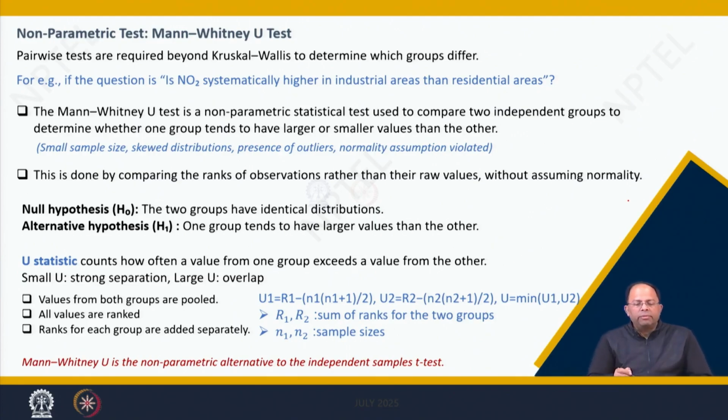Beyond the Kruskal-Wallis test, we also require further tests to understand which groups differ. That means amongst the different groups, which are the groups that are differing. The previous test just says that there is a difference. So over here we do a pairwise test to determine where the difference is originating from.